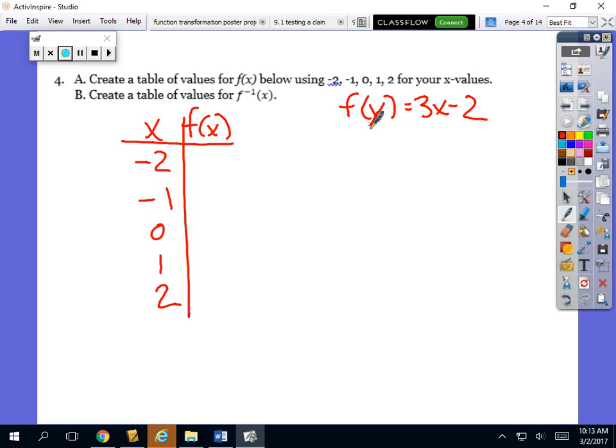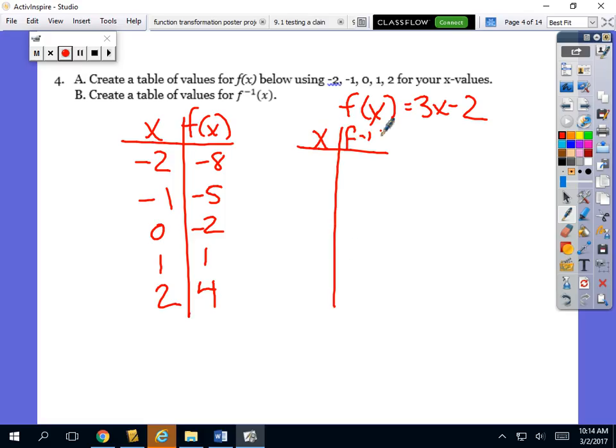So now if x is -2, I have -6 minus 2, which is -8. Then you get -5, -2, 1, and 4. And you can just put it in your calculator or figure it out by hand. Now to do the inverse table, I would just switch my x and y's.